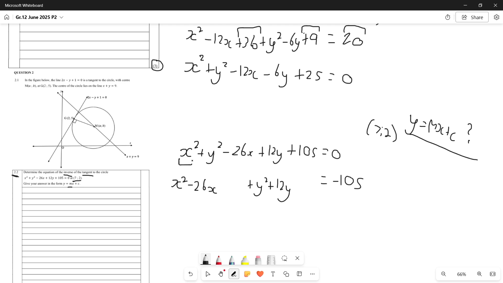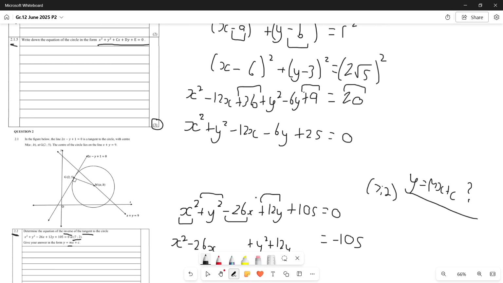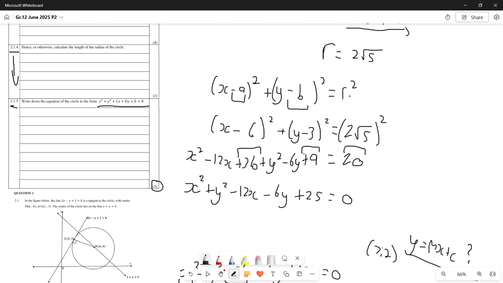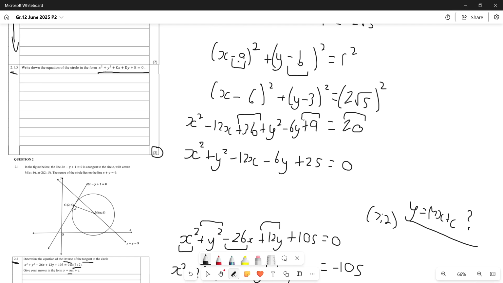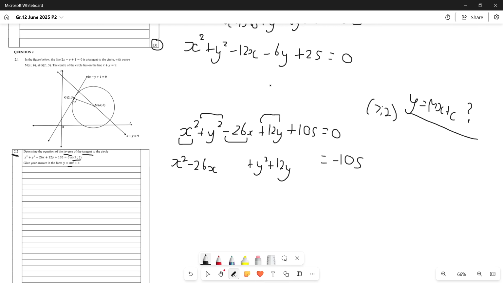So that's a little bit neater. We have the x and the x over there. We have the y squared and the y over here. And we took our 105 over. So we aren't in this form yet, but we have an r in one place at least. So now in order to get our bracket, the x minus a and the y minus b, we're going to have to complete the square.